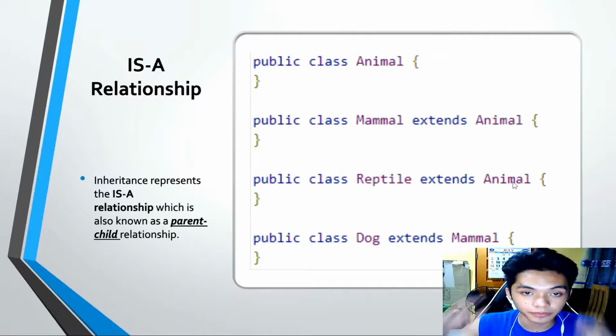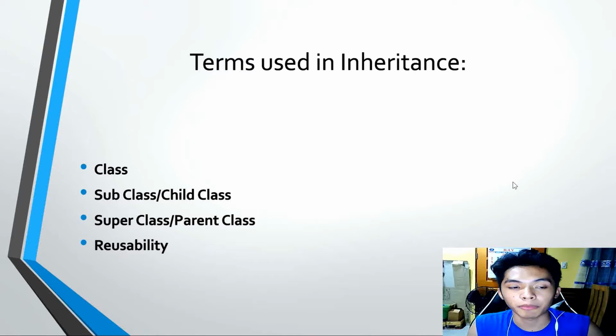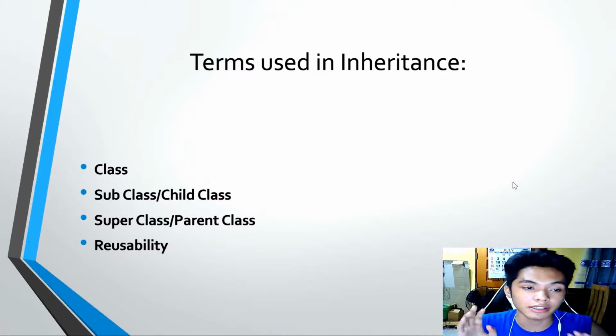So next one is the terms used in inheritance. First is the class, second is subclass and child class, third is superclass and parent class, and the last one is reusability. First, the class. A class is a group of objects which have common properties. It is a template or blueprint from which objects are created.